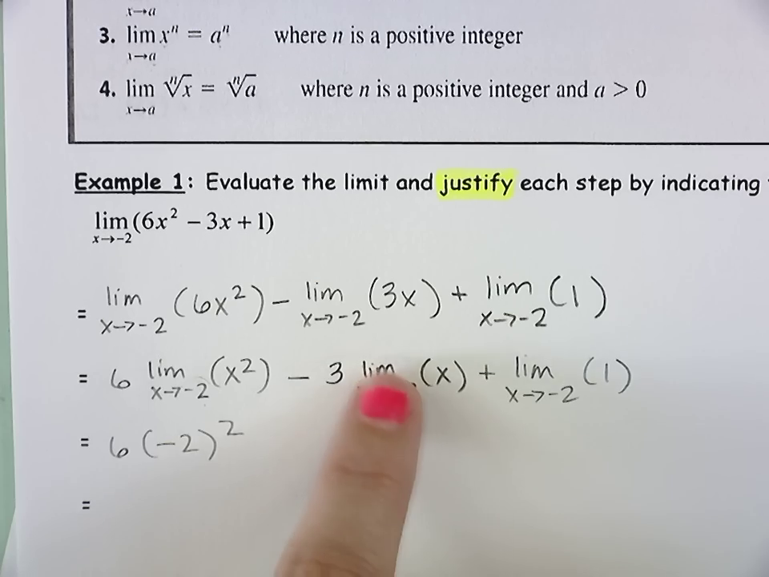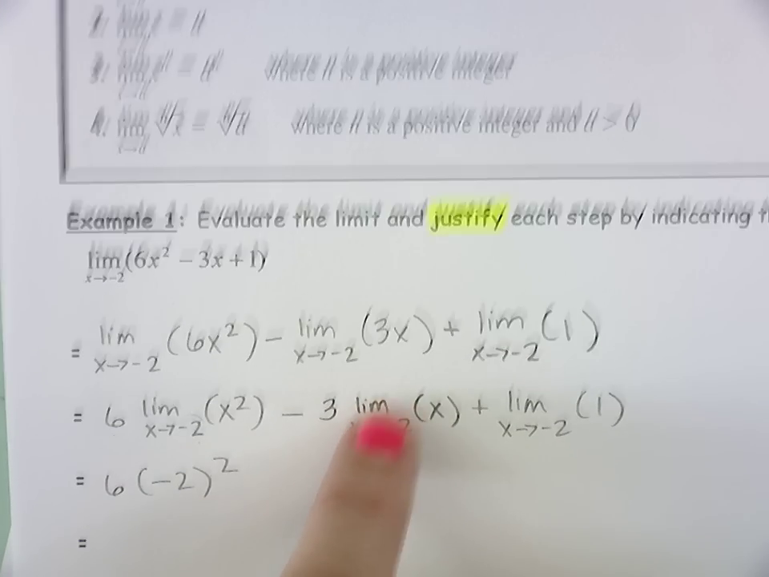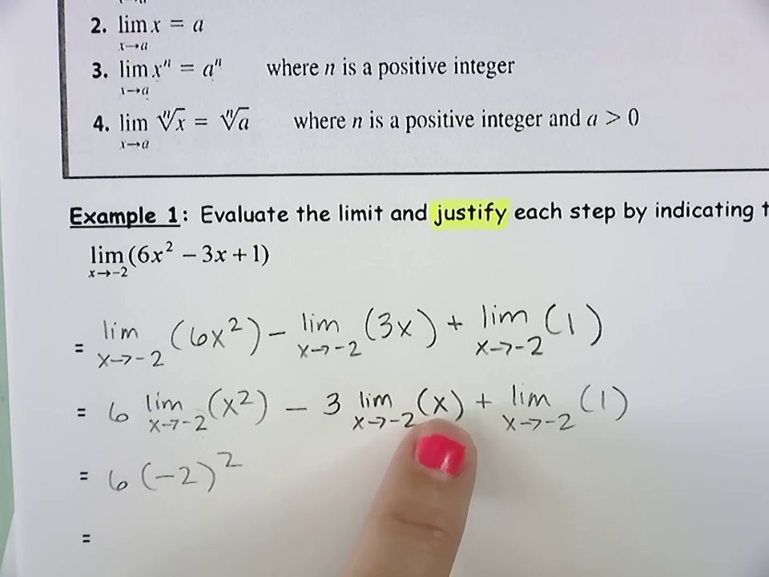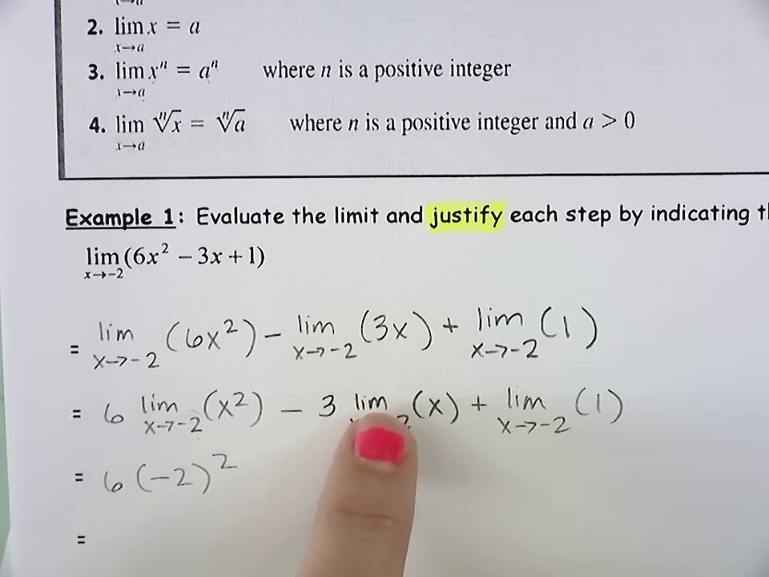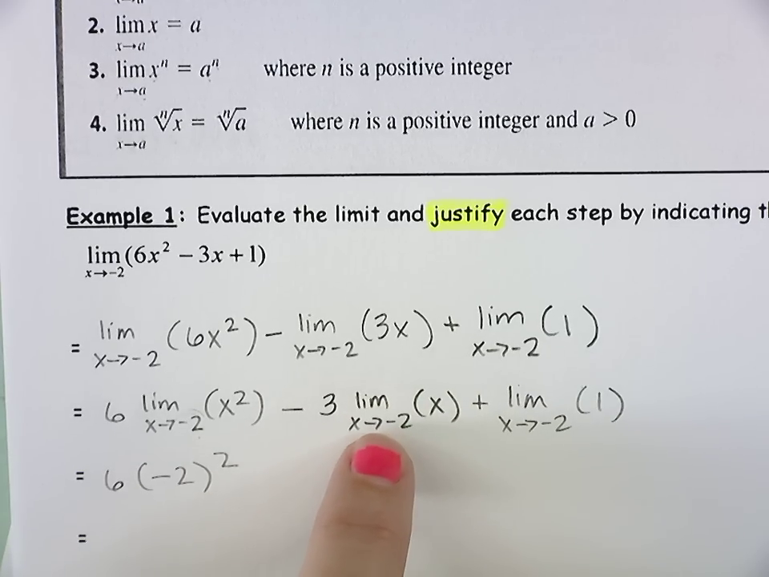For our next one, we have the limit as x goes to negative 2 of x. Alright, Allie, what special limit is that going to be when we have the limit as x goes to a value of x?